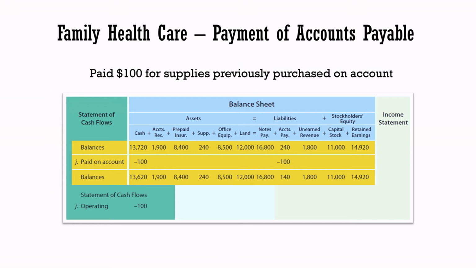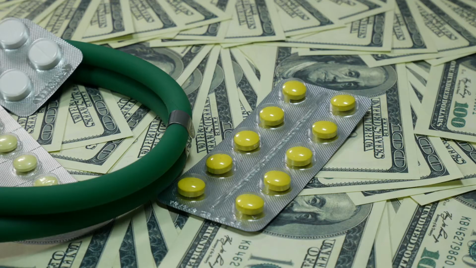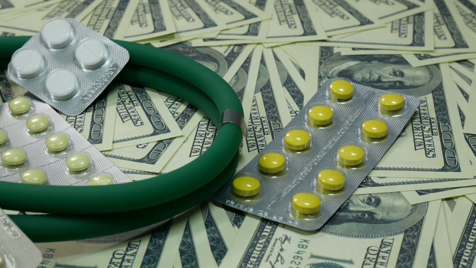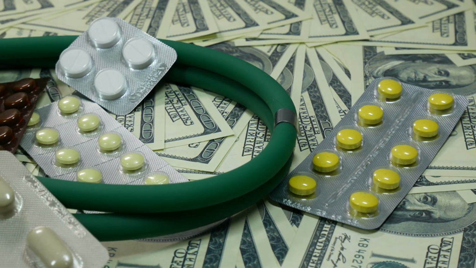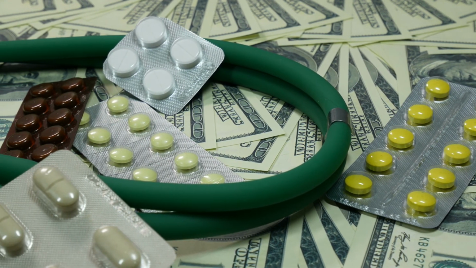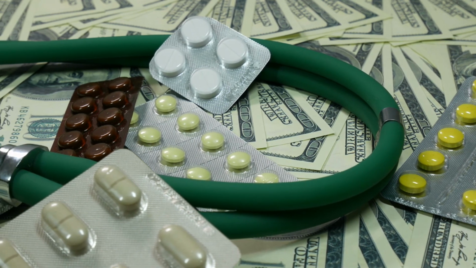The company paid $100 for supplies previously purchased on account. The payment of expenses incurred in the past decreases cash and accounts payable by $100 under the balance sheet column. Since supplies are used in the normal operations of family healthcare, cash flows from operating activities is also decreased in the statement of cash flows column.